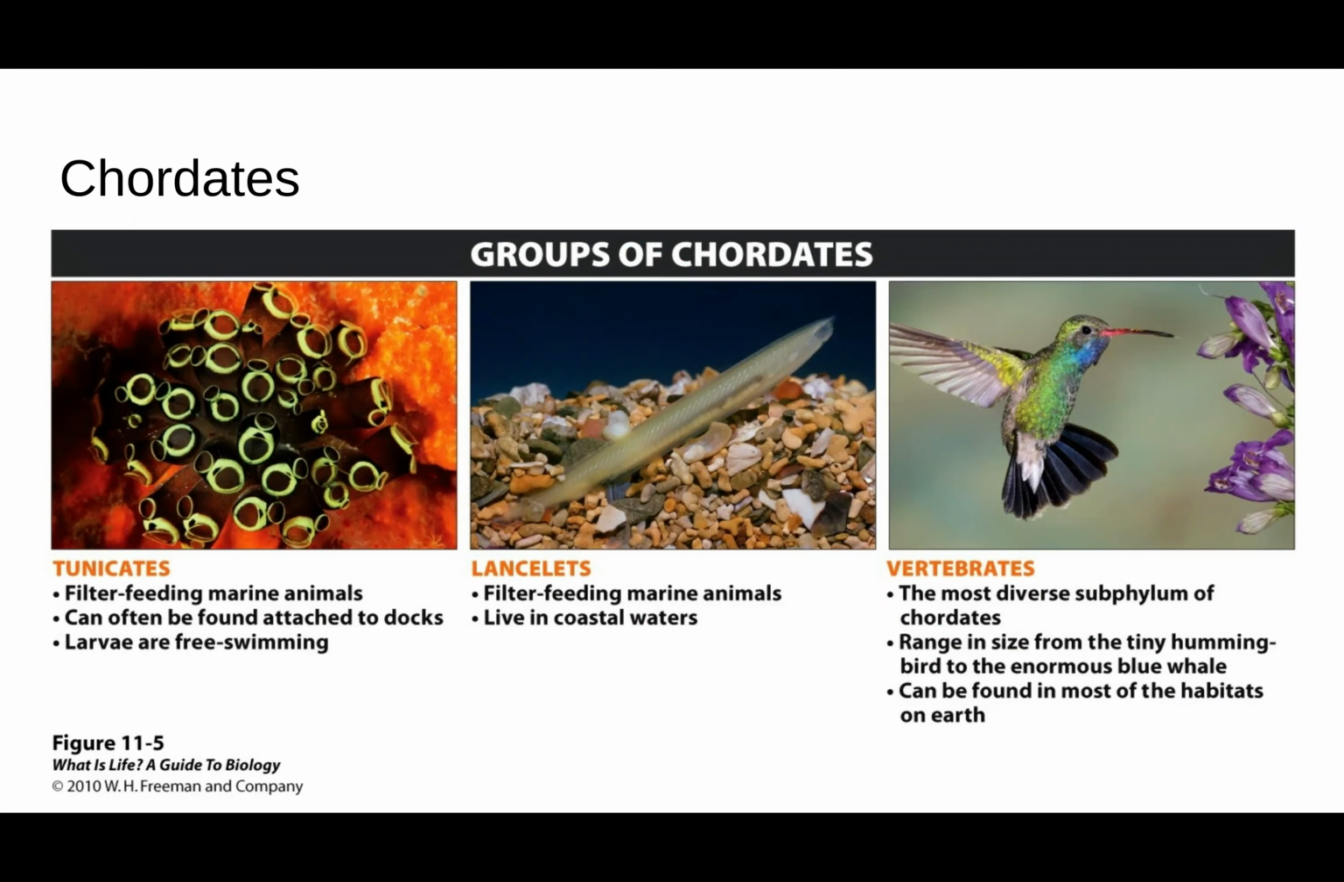They have the tunicates, which are these filter-feeding marine animals. They're typically attached to rocks. You've seen these before if you've ever gone down to a dock. Their larvae are free swimming, so these are very much like our invertebrates, but they do have an overall skeletal structure. Next up, we have our lancelets.